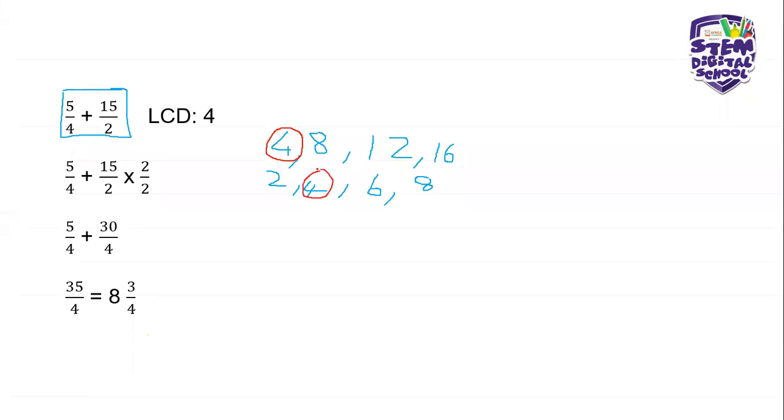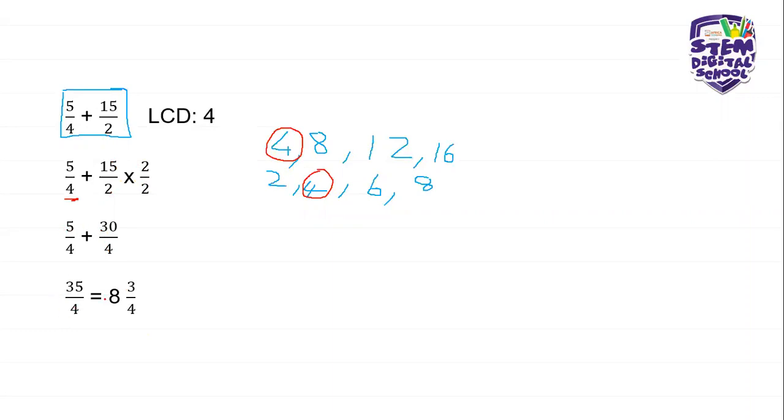Then what you do is change whatever needs changing. See this one here, the 5 over 4, I leave it because it's already over 4. So I need to change my 2. What do I need to multiply my 2 with to change it to 4? 2. And whatever I do to the bottom, I do to the top. That's why 2 times 2 is 4, 15 times 2 is 30 over 4. Then I've got 5 plus 30 is 35 over 4.